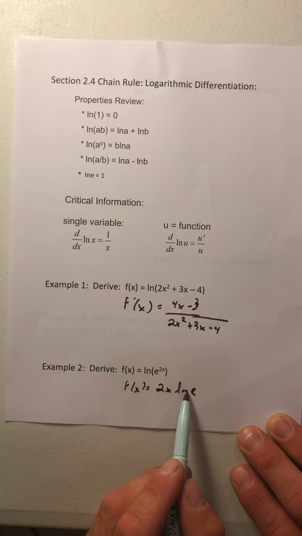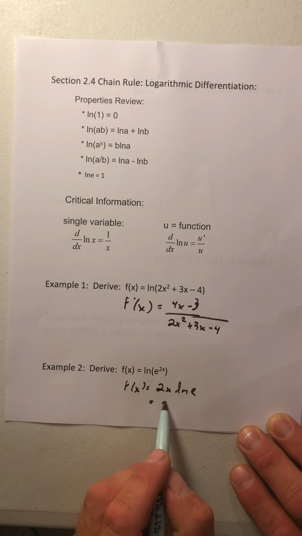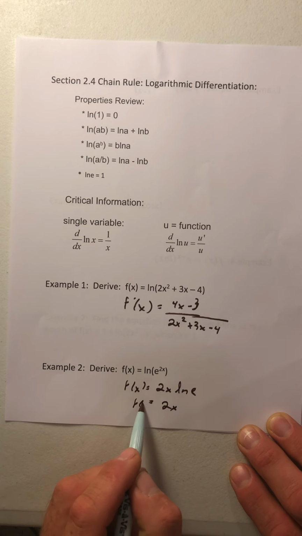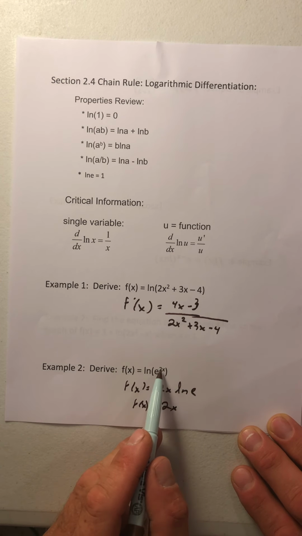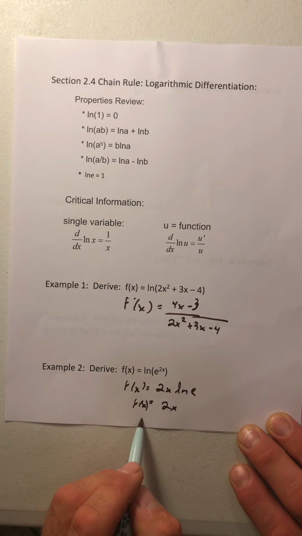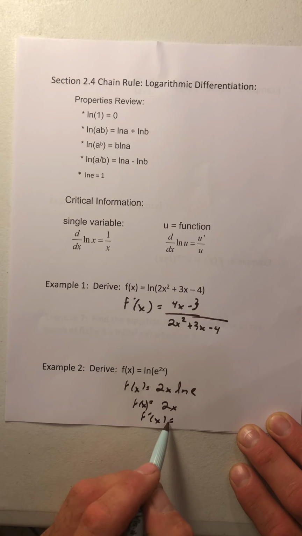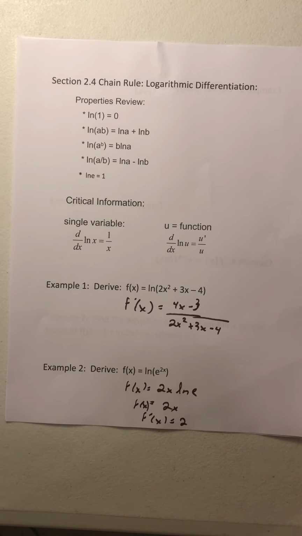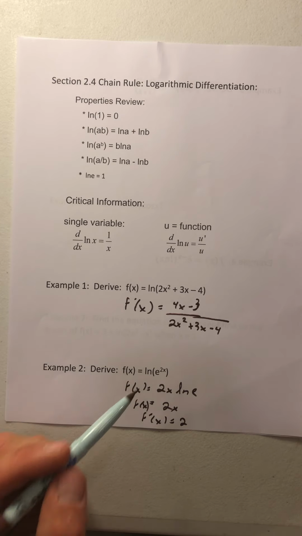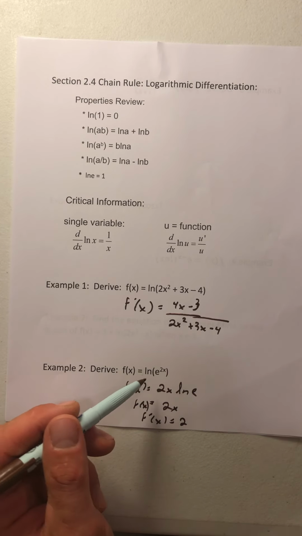I know the natural log of e is 1. We talked about that earlier. So I can really think of natural log of e to the 2x as just being the function of 2x. So my derivative is just 2. And we're done.